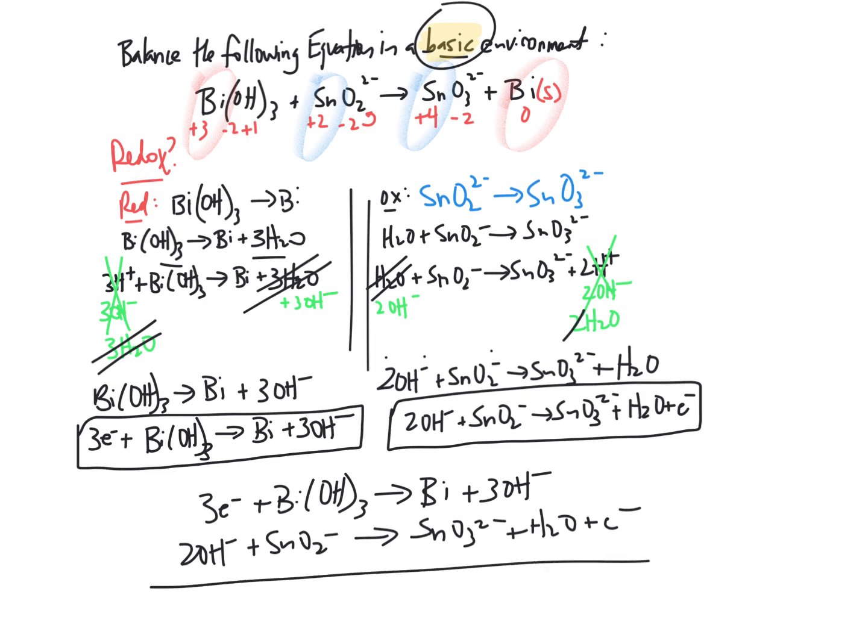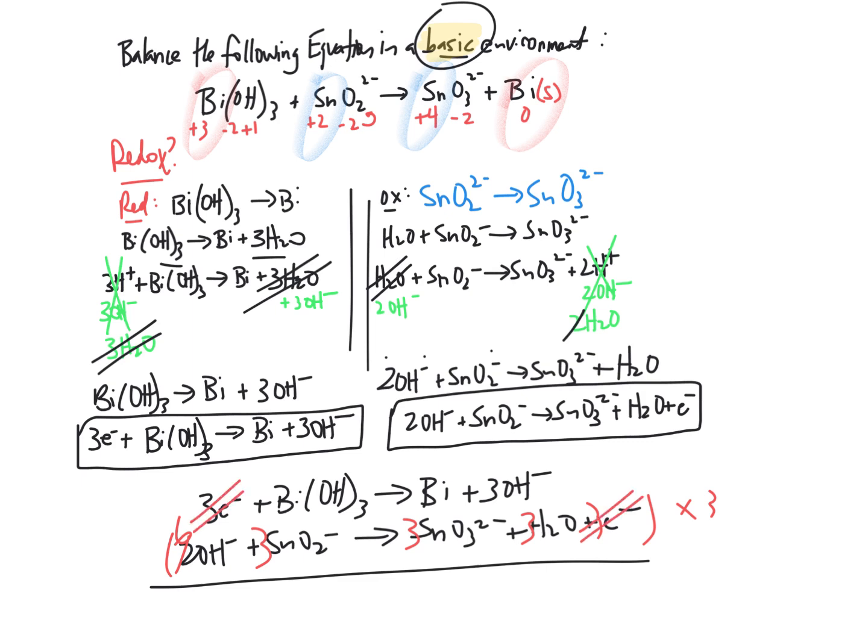Okay. Electrons lost equal electrons gained. Lowest common multiple of 3 and 1 is 3. So we're going to multiply everything in the oxidation half by 3. So that's going to become 6. That's going to become 3, 3, 3, 3. Electrons are now going to cancel.